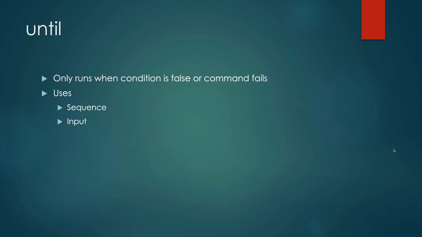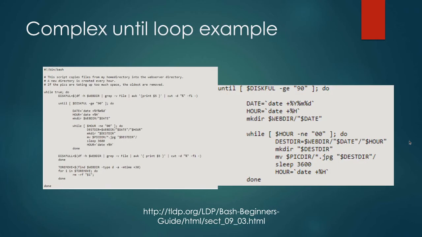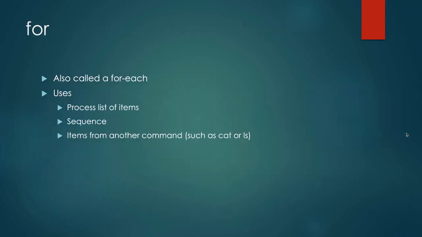Until loops, I'm mostly going to have us skip past. They are absolutely useful, but they are a little bit more complex if you haven't done a lot of coding before. This is an example of a more complex while loop. This is actually checking to see if a disk is full. So you can see what a more complex set of loops is, where you can actually see a while loop that contains an until loop that contains a while loop. So this is an example of a more complex chunk of code.